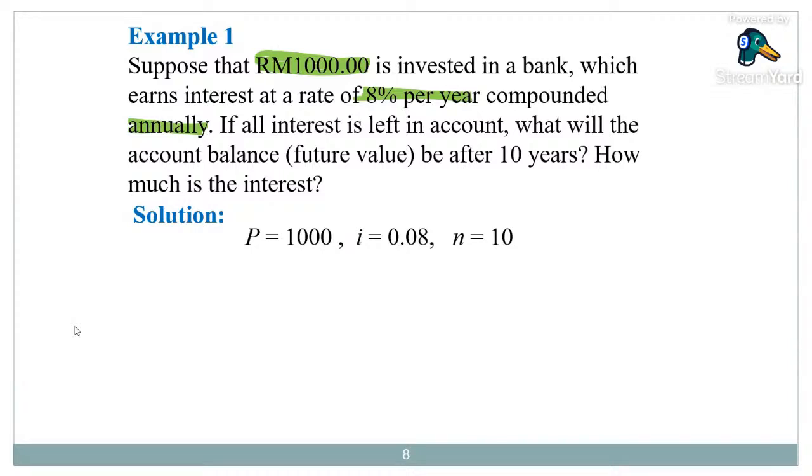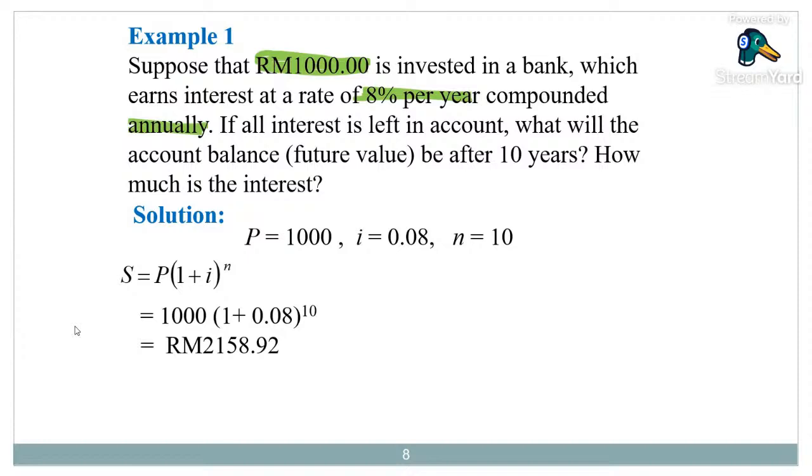And then kenapa kita tak perlu risau pasal M, nilai frekuensi tu, sebab dia kata compounded annually. So sekali setahun. So kita guna basic formula je lah, which is S equal to P multiplied by (1 plus I) to the power of N. So masukkan dalam formula, kita akan dapat 1,000 multiplied by (1 plus 0.08) to the power of 10. Okay, so dapat jawapan 2,158.92. So this is after 10 years. And now how much is the interest? Konsep dia sama macam simple.